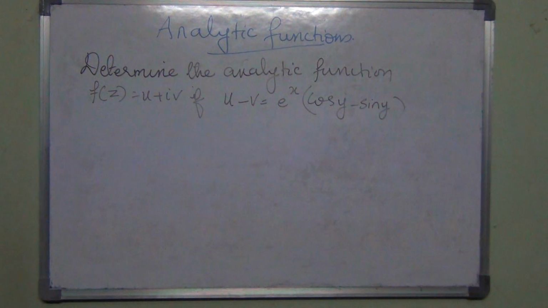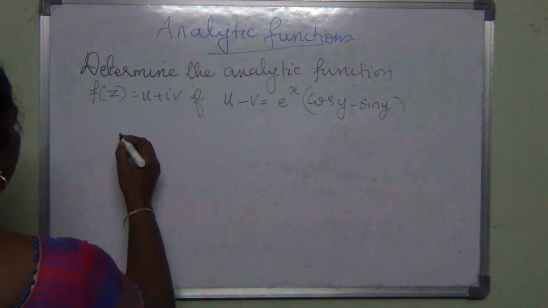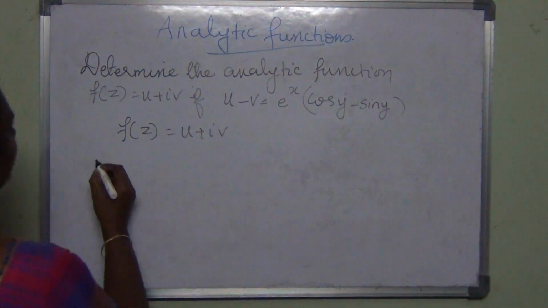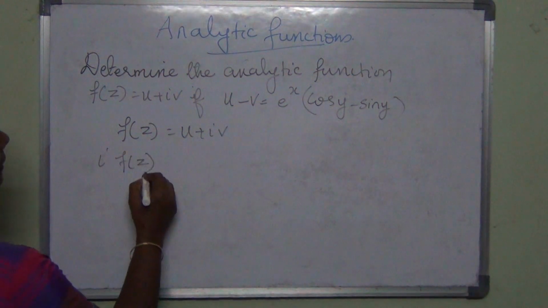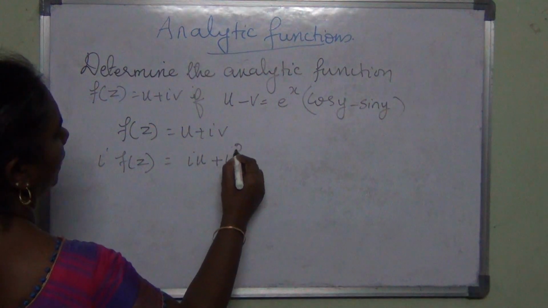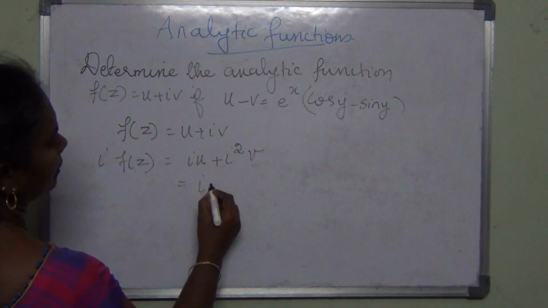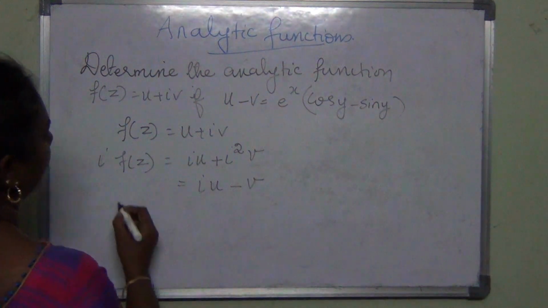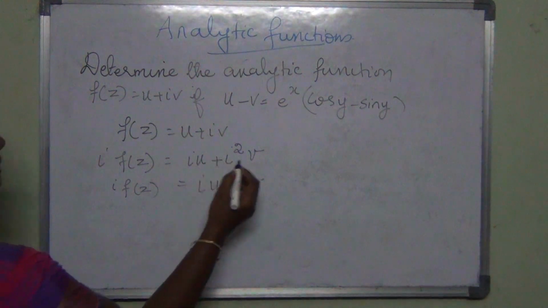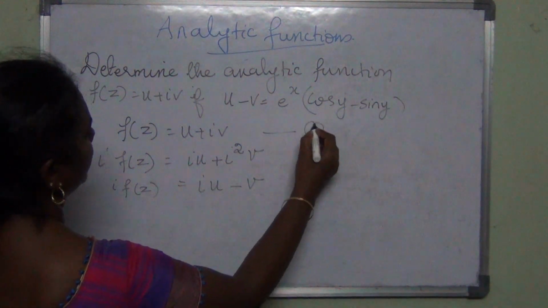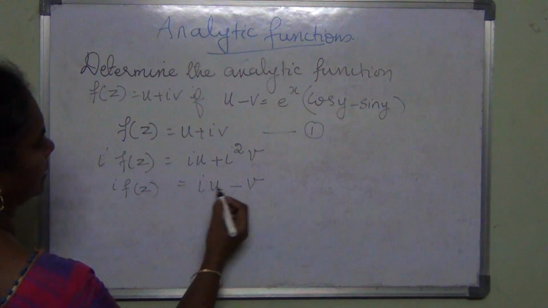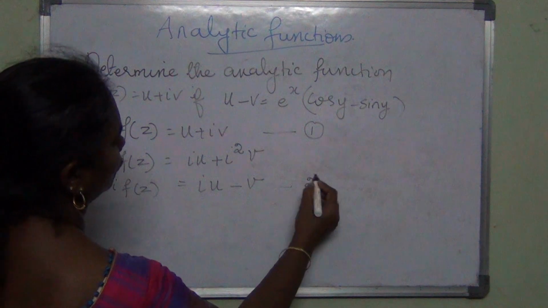So first let us take f(z) = u + iv. Now find i times f(z). So this is equal to i·u + i²·v, and this is equal to iu − v. So i·f(z) = iu − v. Now I take f(z) = u + iv as equation 1, and i·f(z) = iu − v as equation 2.